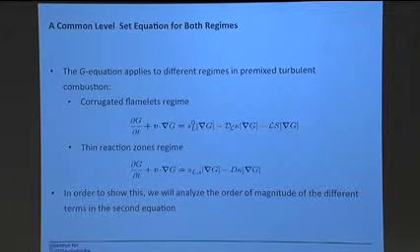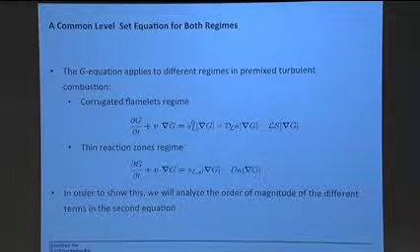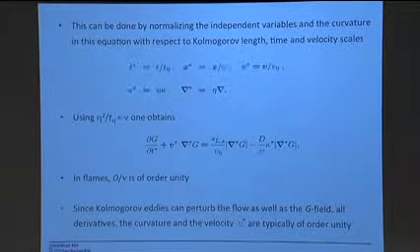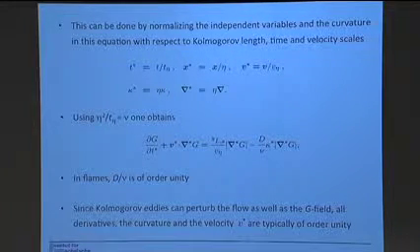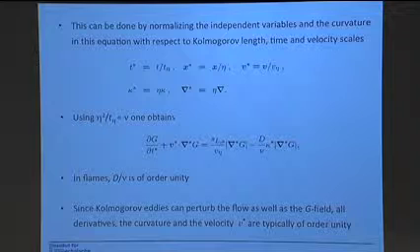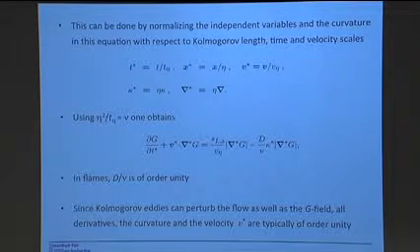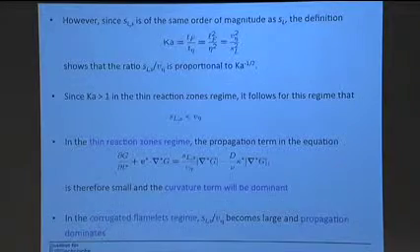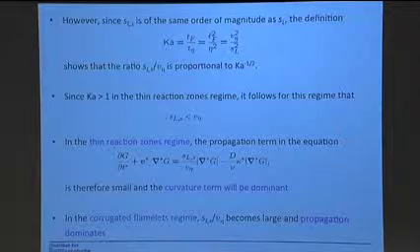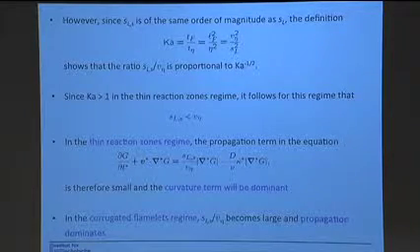You could add this term again. However, if you would just add this term here, then you would see that this term also would remain in the thin reaction zones regime, and you don't want that because it's not in this equation the way the equation is written. Okay? But you could add it and say, make a Karlovitz number dependence.